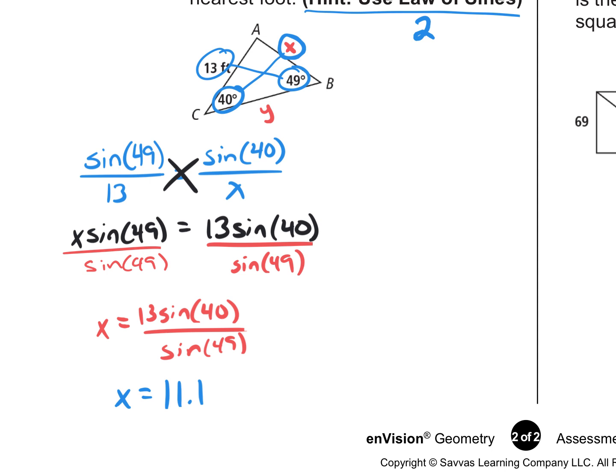A lot of you did this. Is that your answer? No. When you find something, what should you do? Fill it in the picture. So I get 11.1 for this side. I still need to find that other missing side. What are we going to do to find that missing side?